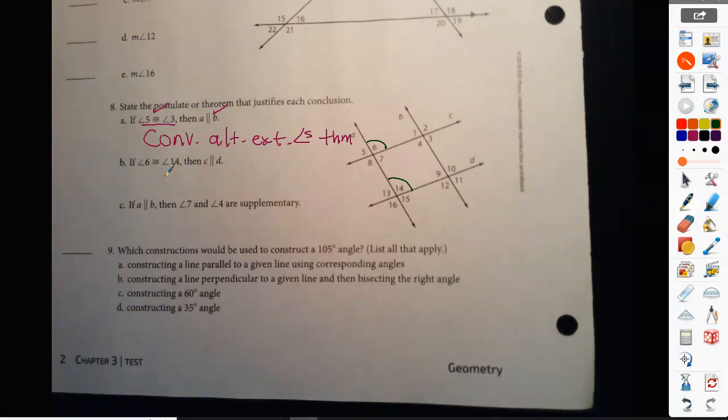If two lines are cut by a transversal so corresponding angles are congruent, then the lines are parallel. All right, that's right. It says if the corresponding angles are congruent, then it's parallel. So yes, this is the converse of the corresponding angles. Good.